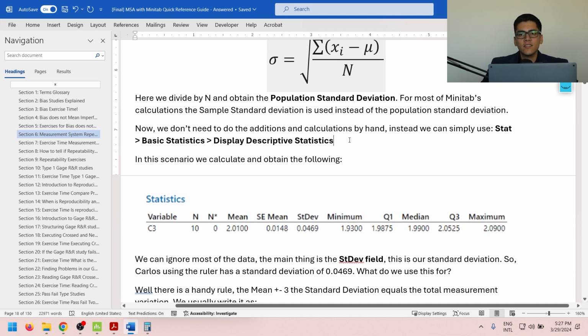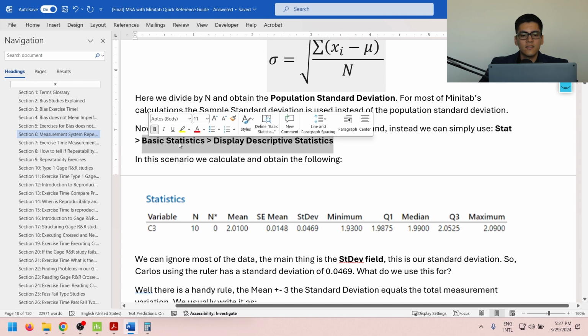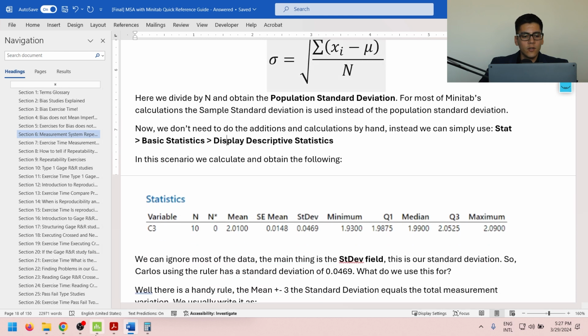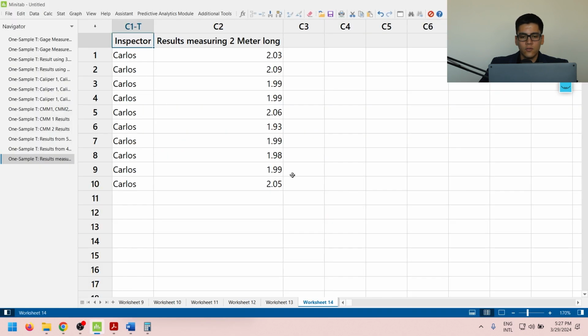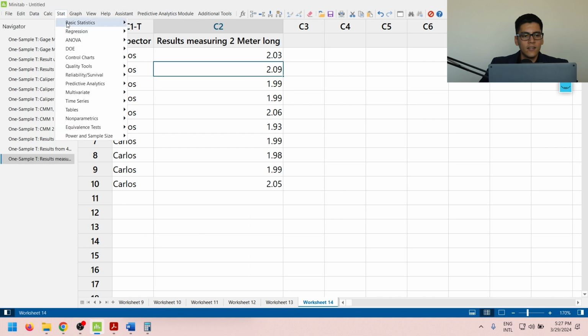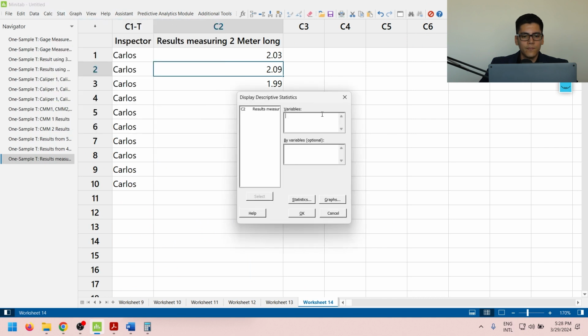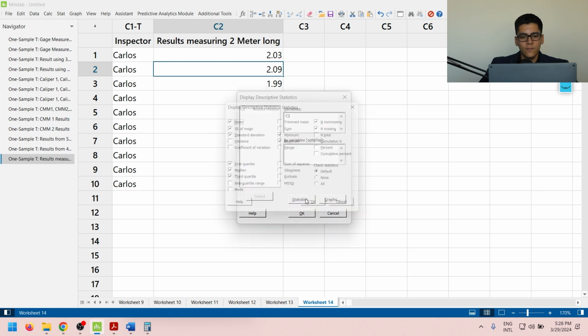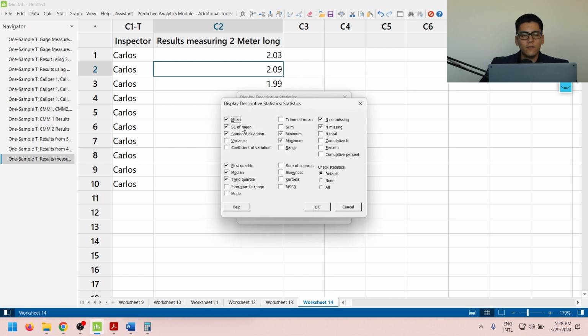Now, we don't need to do calculations by hand. We can simply ask Minitab to do the calculation for us with Stat, Basic Statistics, and Display Descriptive Statistics. So if I were to take my original data, which is shown right here, I simply do Stat, Basic, and Display. I can ask for the C2 column, which is the one that has my data right here. And here on Statistics, by default, there are a couple that are already activated.